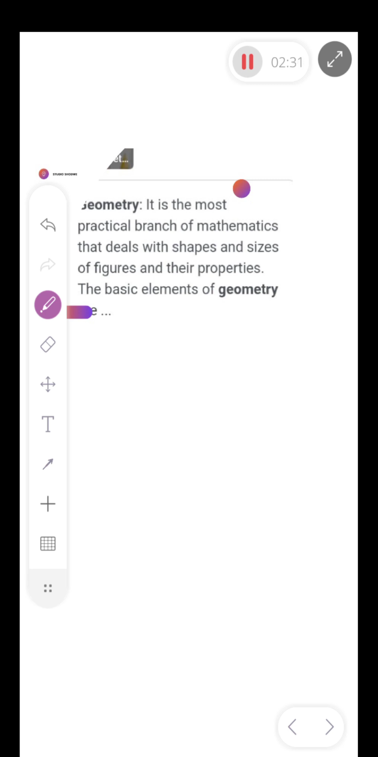Geometry, they said, is the most practical branch of mathematics that deals with shapes and sizes of figures and properties. So geometry has to do with explaining circle geometry. We have other things like perimeters, other things that have to do with shapes, which is called the geometry aspect of mathematics.